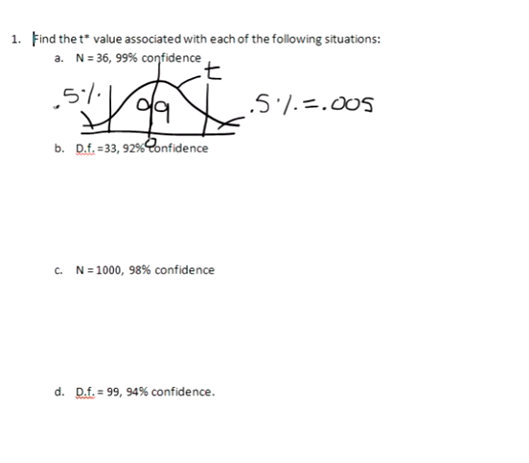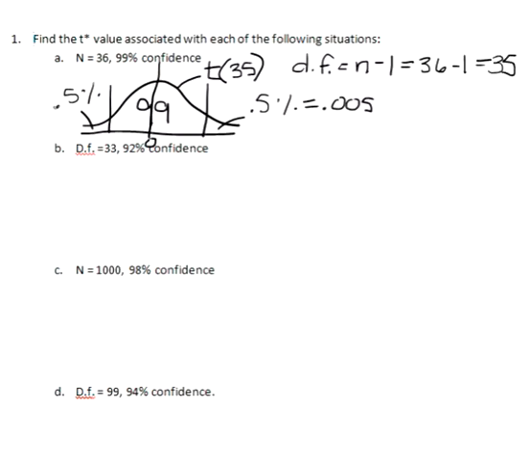This t-distribution has 35 degrees of freedom, and the 35 came from the fact that the degrees of freedom is equal to n minus 1. And n minus 1 in this case is 36 minus 1, which is 35.